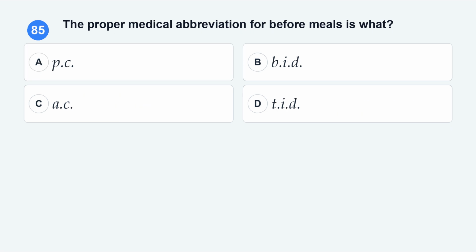Question 85. The proper medical abbreviation for before meals is what? Option A. PC. Option B. BID. Option C. AC. Option D. TID.